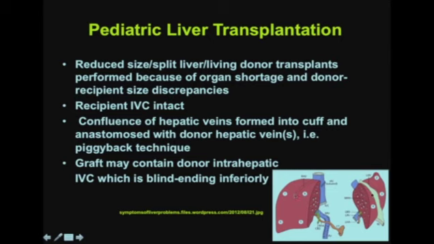And in these patients, the recipient IVC is left intact, and the confluence of the hepatic veins in the recipient is formed into a cuff, and they are then anastomosed with the donor hepatic vein or veins using a so-called piggyback technique. The graft can also contain a portion of donor intrahepatic IVC, which is blind ending inferiorly.